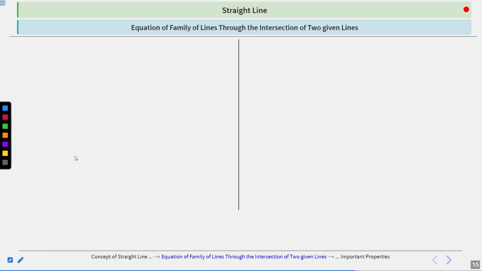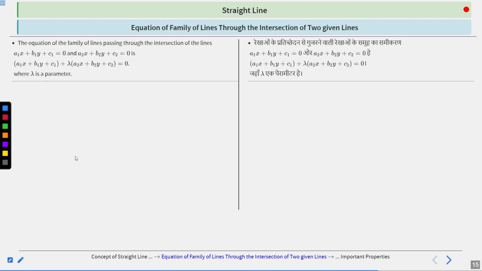Now next one, equation of family of lines through the intersection of two given lines. The equation of family of lines passing through the intersection of the lines a1x plus b1y plus c1 equal to 0 and a2x plus b2y plus c2 equal to 0: we are given two lines and we basically have to find the equation of family of lines passing through the point of intersection of these two lines, right? So it will be (a1x plus b1y plus c1) plus lambda times (a2x plus b2y plus c2) equal to 0, where lambda is a parameter, right? Got it?